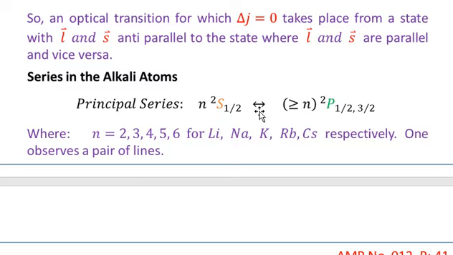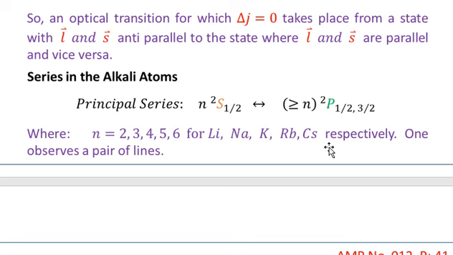This double-sided arrow shows that the transition is a resonant transition. That is, the transition from P to S and from S to P are equally possible. And we have seen earlier in the alkali metal atom lectures that for this principal series, the principal quantum number with P should be greater than or equal to n, where n is equal to 2, 3, 4, 5, 6, and so on for lithium, sodium, potassium, rubidium, and cesium respectively.